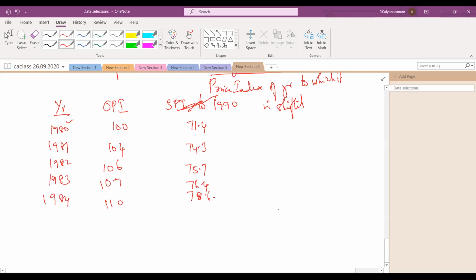There is another concept called splicing a time index. This generally happens when there is a major shift in the quantity weight. For example, previously we were measuring in quintals, and suddenly now we are measuring in kg. Then we use this concept. Or there is a change in the method of calculation. Then we use this.